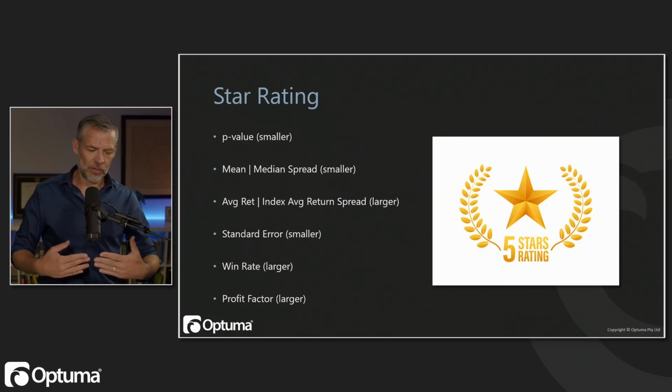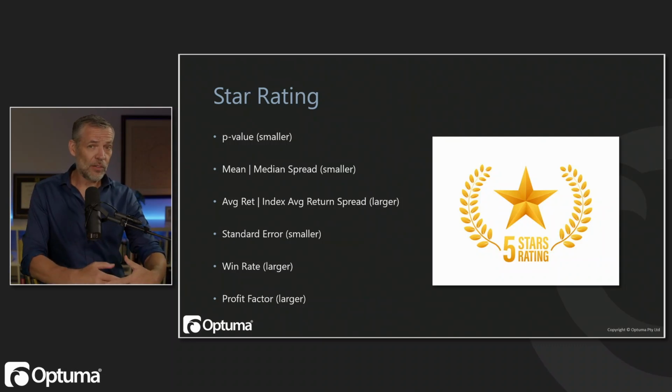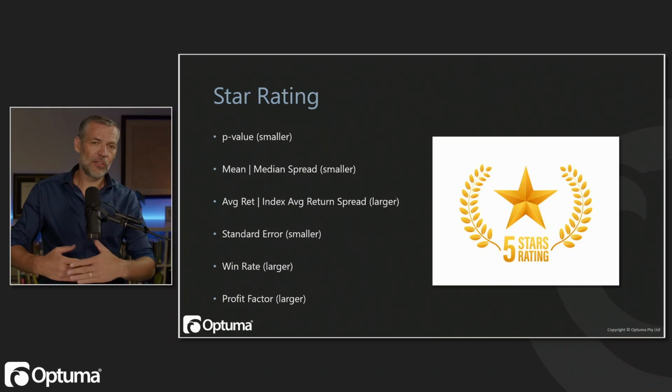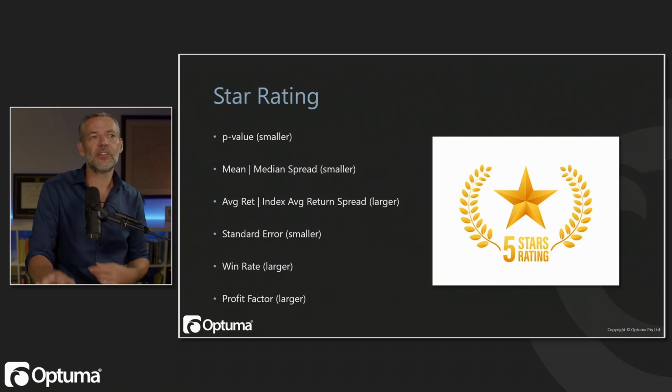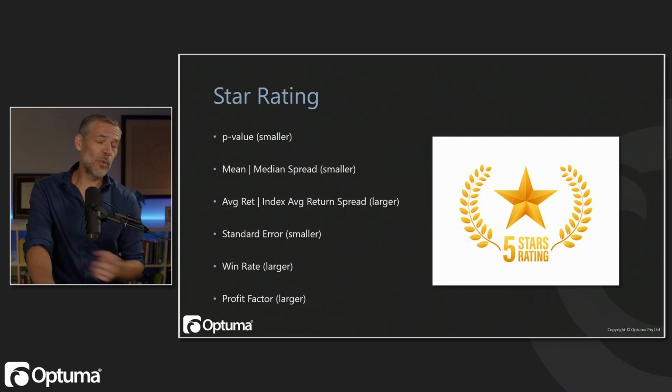Profit factor factors in the win rate by the average win size as a ratio against the losing rate by the average loss size. So all of this comes to the star rating. This is what we're going to use from this point on, so we won't bog down in those numbers.